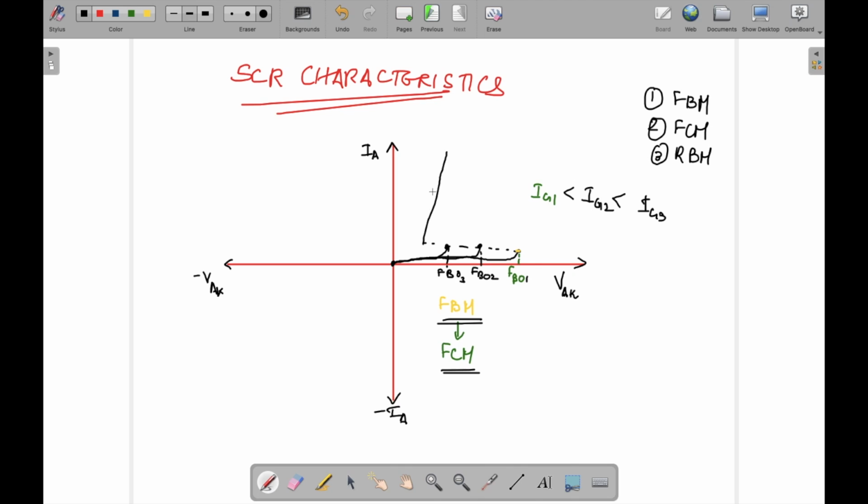Okay, so this will be the conduction mode that we have. So this is how the forward blocking mode and forward conduction mode operates. Now in the reverse bias condition, where we have the negative polarity connected to the anode and positive polarity connected to the cathode, we can see that we will be operating in this quadrant. Okay, so this will be the third quadrant operation.